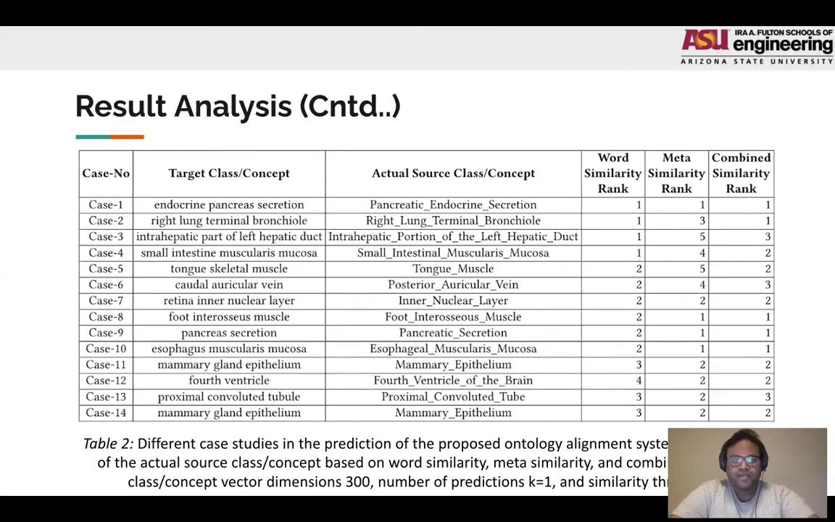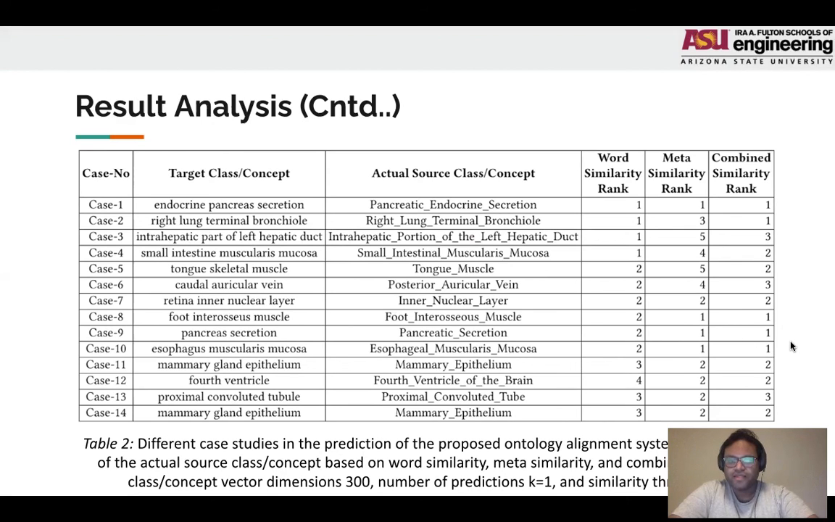These are some of the result analyses we can see, where we tallied some of the test cases where we have the word similarity rank only, the meta similarity rank only, and the combined similarity rank. In cases 1 and 2, we can see that both word similarity and meta similarity rank are high. In cases 4 and 5, it did not actually do well, but in cases 7, 8, 9, we can see that our meta similarity rank is better. So that's why the combined similarity rank is predicting it correctly.